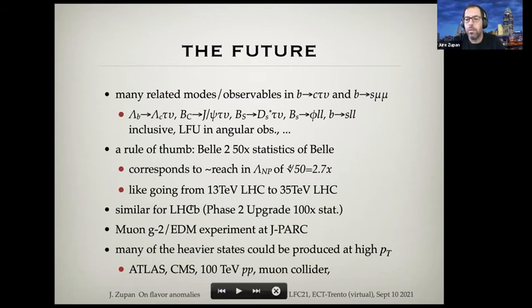LHCb also has an upgrade program, with 30 times, 100 times statistics. There's also a muon g-2 at J-PARC. So again, there will be a completely new experiment. So that's the sort of low energy observables that you can improve on. But then all these states you can search for at the high pT program. So some of these point to a TeV scale. So ATLAS and CMS have a good shot. If the couplings are order 1, then we're at 40 TeV, then we're looking at 100 TeV pp.